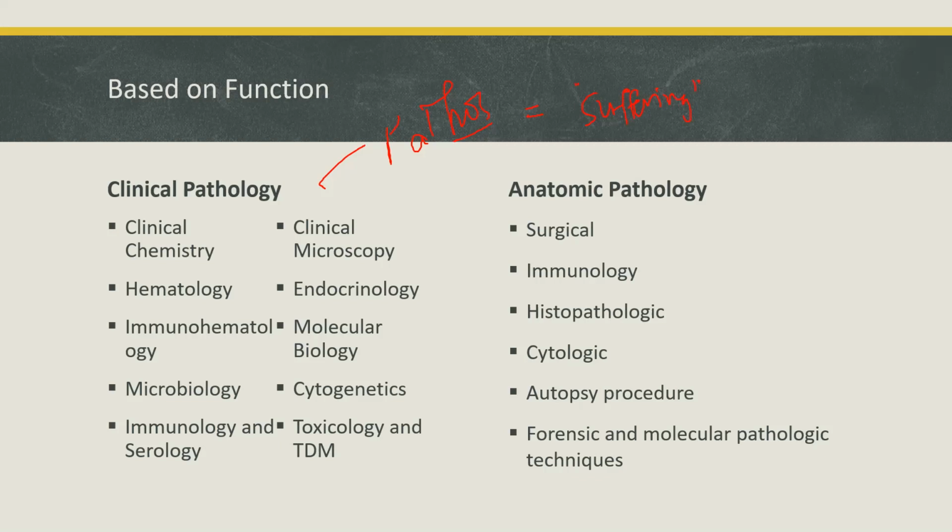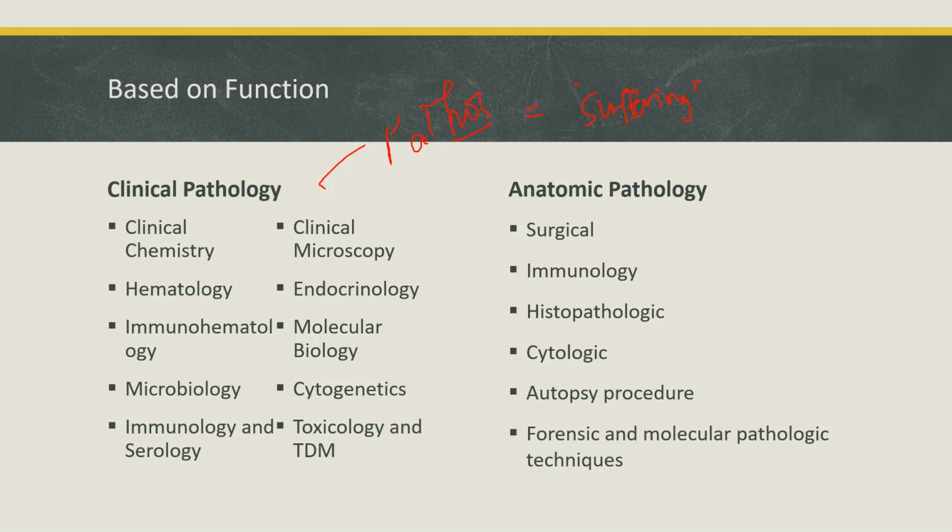Okay? So clinical pathology or clinical laboratory is clinical chemistry, hematology, immunology, microbiology, immunology and serology, clinical microscopy, endocrinology, molecular biology, cytogenetics and toxicology and therapeutic drug monitoring. Okay? Kapag naman anatomical pathology, surgical, immunohistochemistry to be exact, histopathologic, cytologic, autopsy procedures, forensic and molecular pathology techniques.